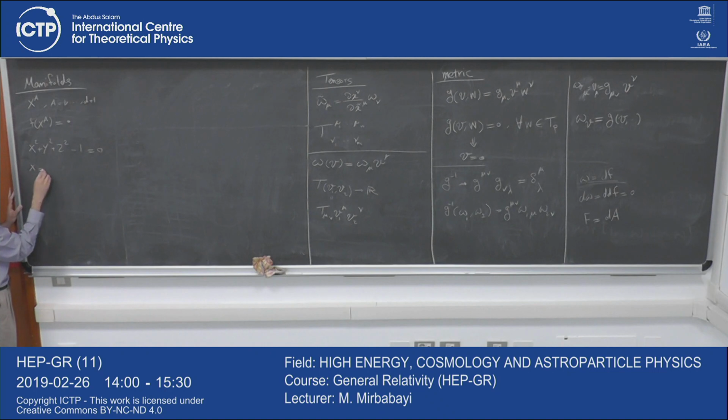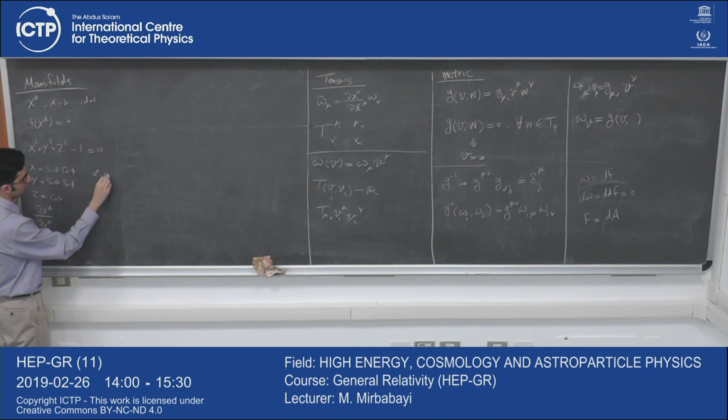So we can take x to be sine theta cosine phi, y to be sine theta sine phi, and z to be cosine theta. These conditions guarantee that the equation is satisfied. So now we have a two-parameter, theta and phi, parametrization of the two-sphere. In particular, we know what dX^A is, dx mu. Great. For me, x mu is now the set of theta and phi.